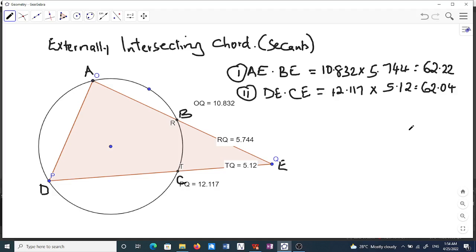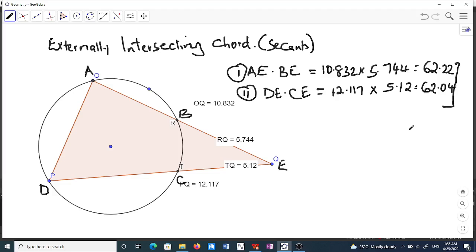Okay, from my calculation, AE times BE gives me 62.22 units. DE times CE gives me 62.04 units. Now look at the two. Even from our own investigation, due to the number of decimal places and some small errors that can occur even in my construction here, we can say that they are near one another. They are almost equivalent. There is almost equivalence here.